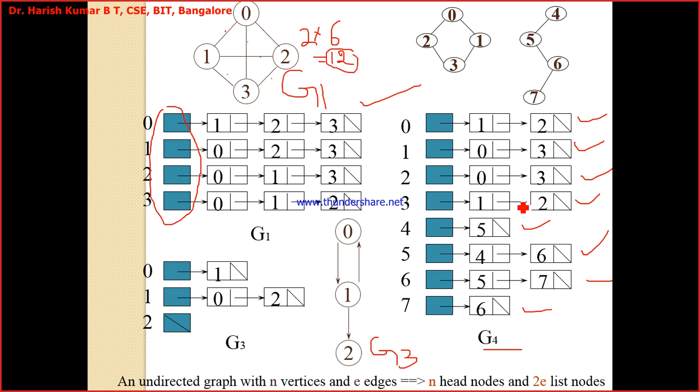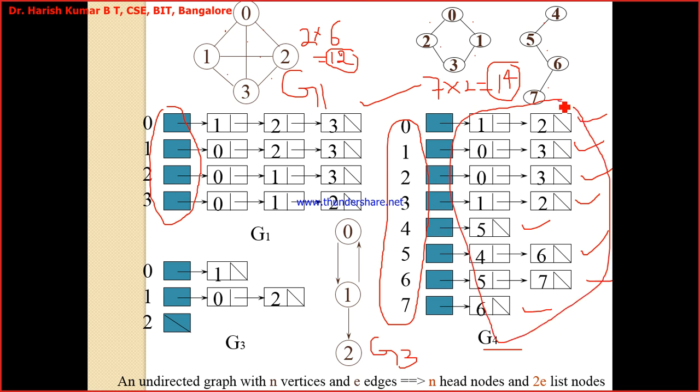Take this and just check it, and this is again an undirected graph with 7 nodes. You can see there are 7 head nodes, and just count the number of edges: 1, 2, 3, 4, 5, 6, 7. Now 7 into 2, that is equal to 14. So you should have 14 what? List nodes. 1, 2, 3, 4, 5, 6, 7, 8, 9, 10, 11, 12, 13 and 14. So what you have is 14 list nodes.